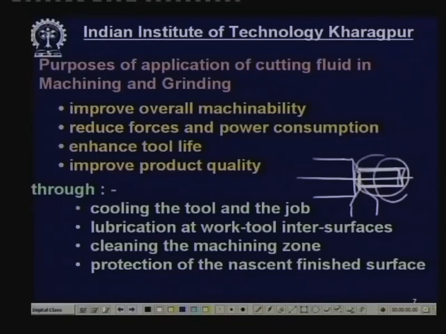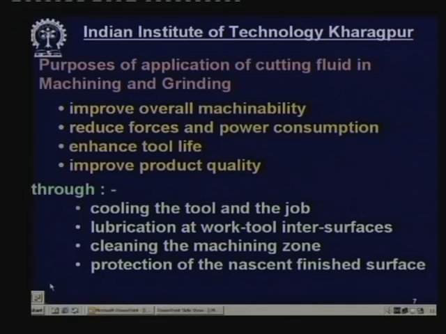So, there will be a thin layer of cutting fluid stuck on the surface which will protect the surface from contamination by the detrimental gases present in the atmosphere. So, this is how cutting fluid gives us the benefits.